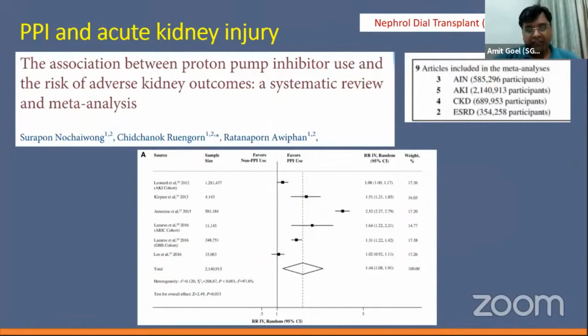This is a meta-analysis published in NDT. 5 very good studies summarized data for more than 2 million participants who have used PPI and showed that PPI users had a risk ratio of 1.44 for developing acute kidney injury as compared to non-users, which was significantly different.